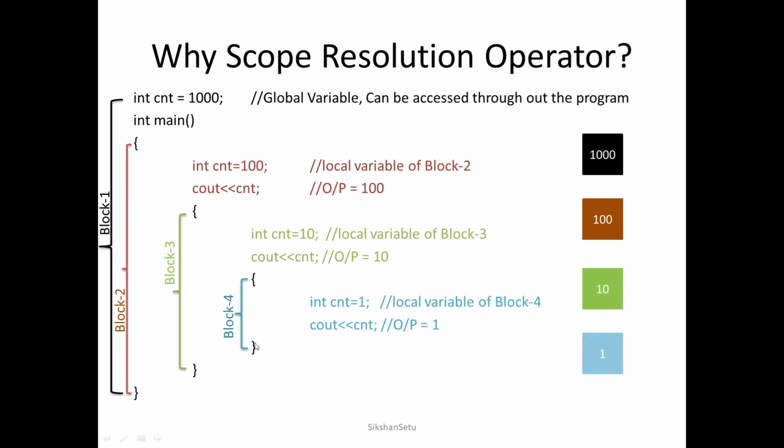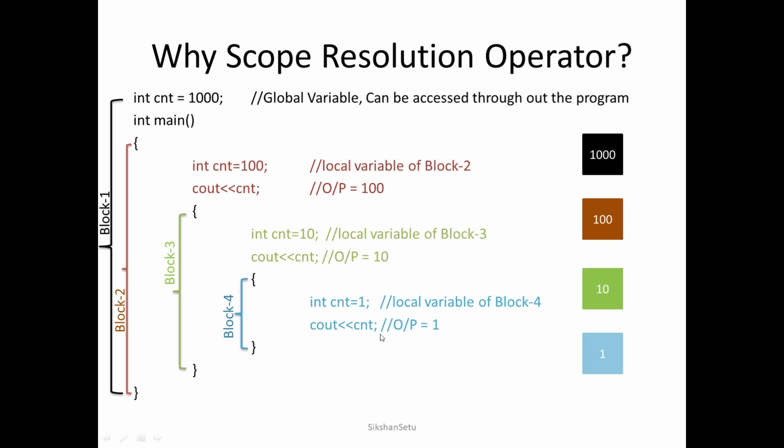Now I am creating another block within that. So now this is block number 4. The scope of that block starts from here and it ends here. So integer CNT equals 1. The fourth variable of the same name CNT exists now. So in memory there will be one block allocated and the value of that block will be 1. Now this 1 is the local variable named CNT to block 4.